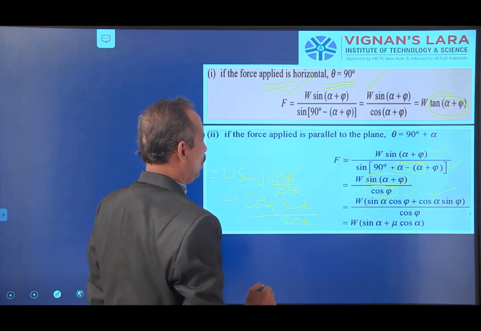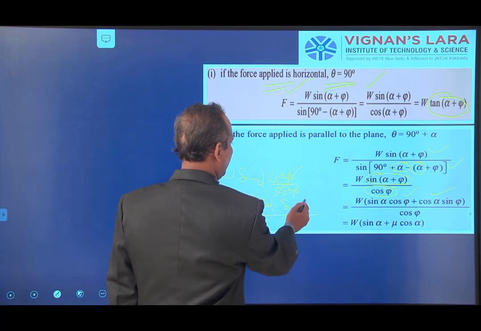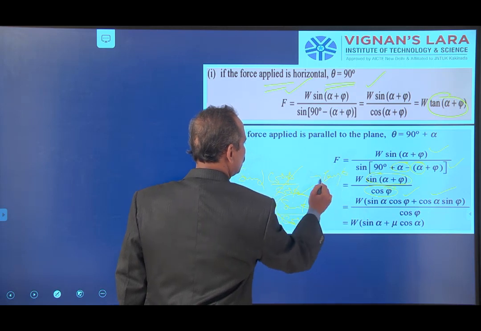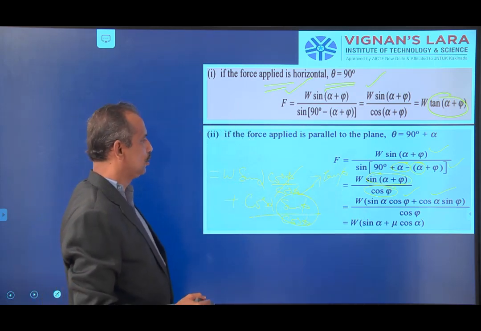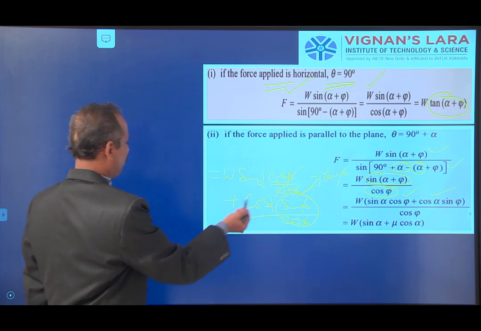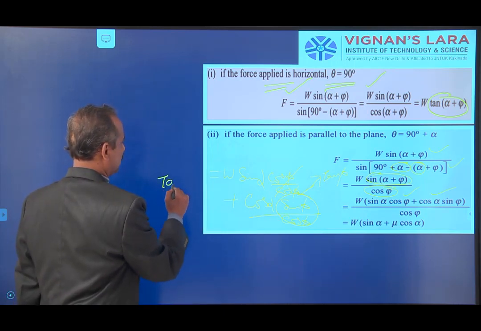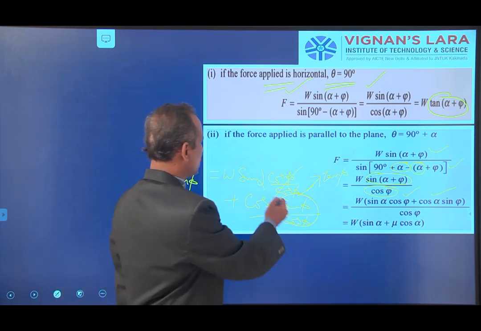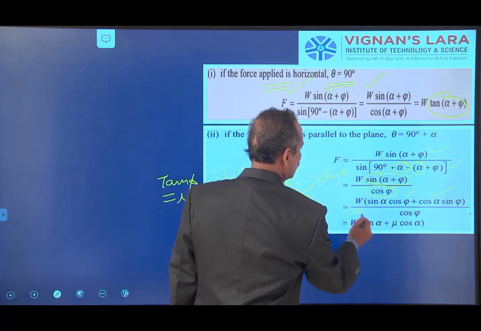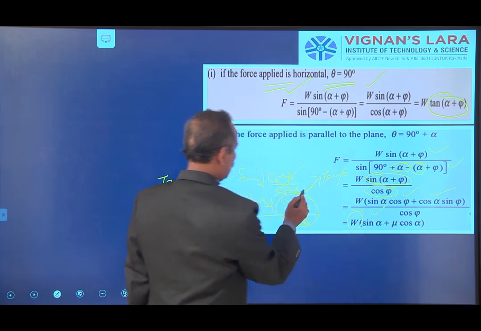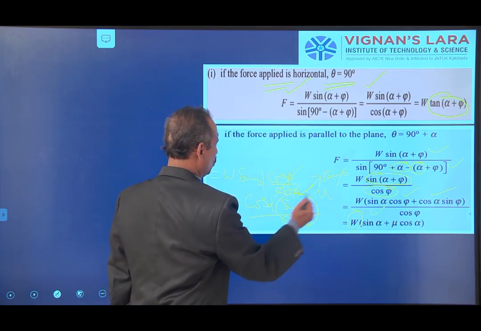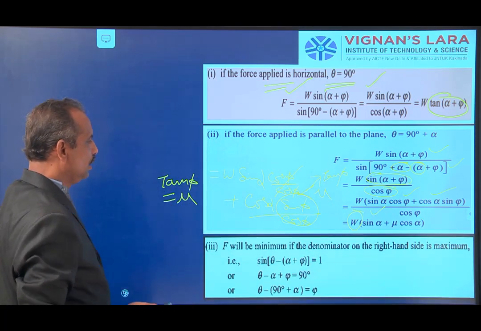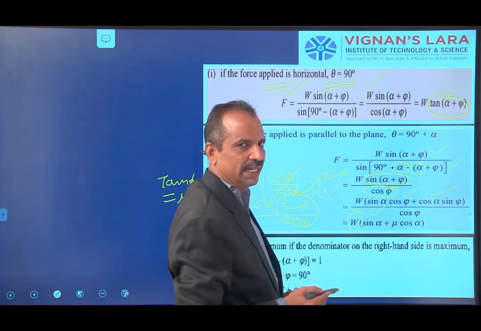Okay, so what is sin phi by cos phi? It is tan phi. Sin phi by cos phi is equal to tan phi. Okay, what is tan phi? In the previous case we have written tan phi is equal to mu. So I can replace this, and tan phi is written as mu cos alpha. Okay, so that is the other case we write.